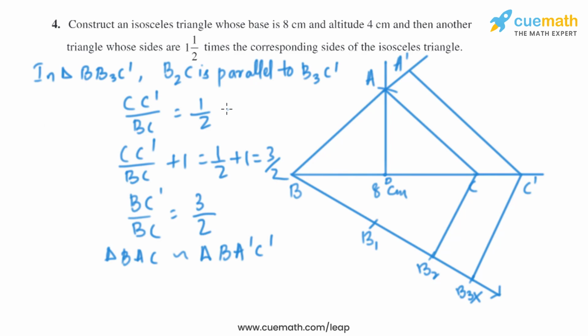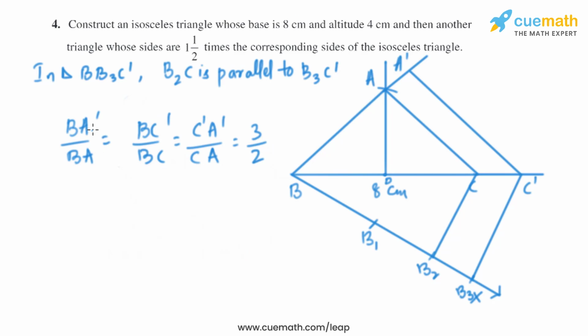Now let's do the justification of this construction. In triangle B B3 C dash, B2C is parallel to B3 C dash. So we'll get CC dash by BC equal 1 by 2. And if we add 1 to both the sides, we'll get BC dash by BC, that is 3 by 2. And we'll get triangle BAC similar to triangle BA dash C dash by AAA similarity criterion. So we have got BA dash by BA equal BC dash by BC equal C dash A dash by CA equal 3 by 2.